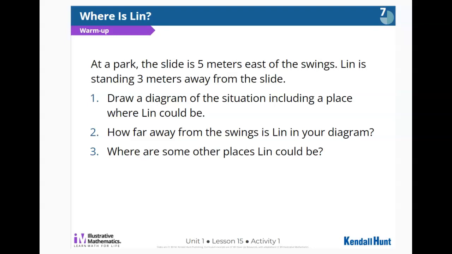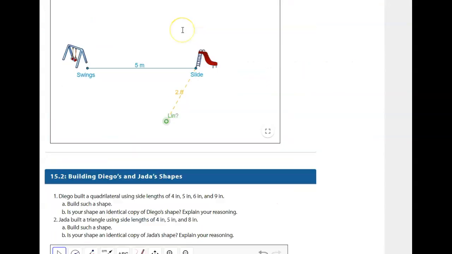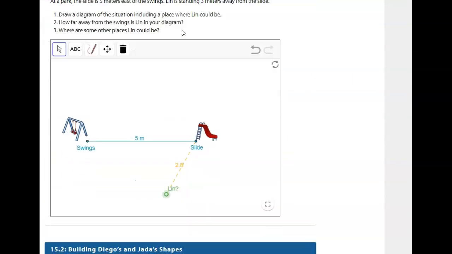So if we take a look here, here's a diagram. Maybe yours looks like this, maybe yours didn't. So here's the swings, 5 meters east of that is the slide. And Lynn was 3 meters away. So how far is Lynn from the swings? Well, it depends on where we are, right? Lynn could be right here. It didn't say in which direction Lynn was from the slide. So we can't always assume it's in one direction.